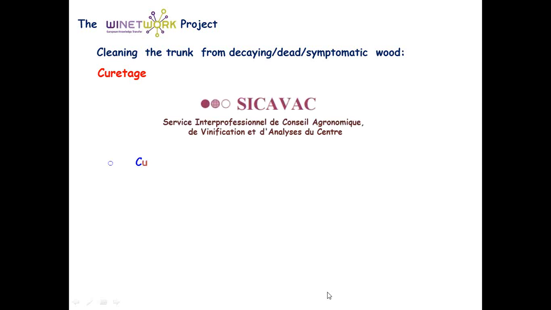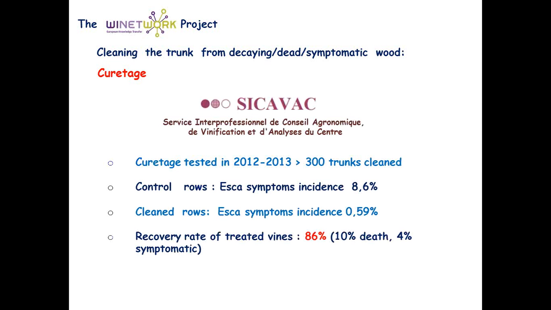Just to give some information about how the cleaning of the trunk works, an experimentation made by Sikavac showed very good results when curettage was applied to ESCA-affected vines. In treated vines, the symptom incidence decreased to 0.6%, while in the control rows the ESCA incidence was about 80.5%. And the recovery rate recorded on the 300 treated vines was 85%.